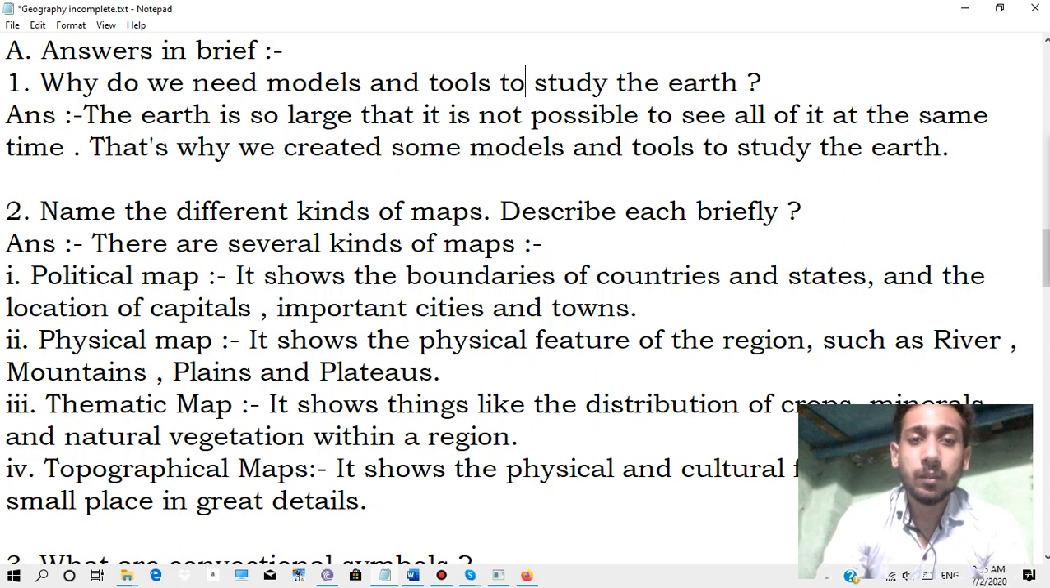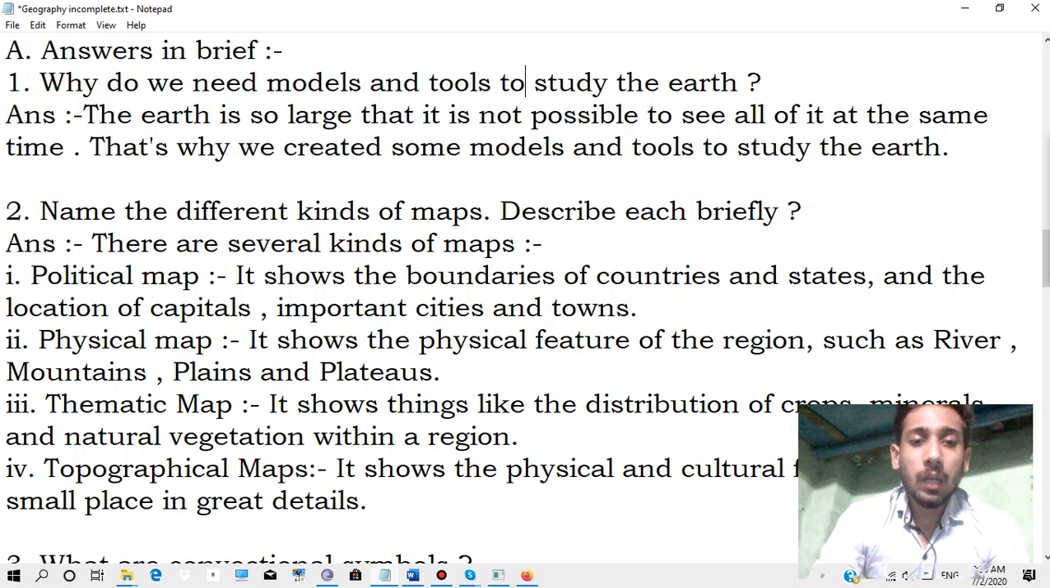Thereafter we will go for the next kind of map, that is the thematic map. A thematic map shows things like the distribution of crops, minerals and natural vegetation. It means on the earth's surface there are different places where different kinds of crops or minerals are found. It signifies that this region has a separate kind of crop grown, so it tells you about the different materials found in different parts of the earth.